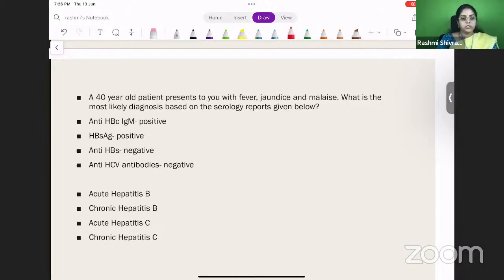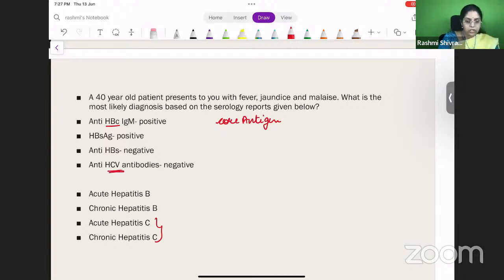So what is the answer to this question? This is not hepatitis C. We are not talking about hepatitis C, because we may get confused when we see this anti-HBC. But what is this HBC actually? It is a core antigen. Right, it is not hepatitis C virus, but it is the core antigen.